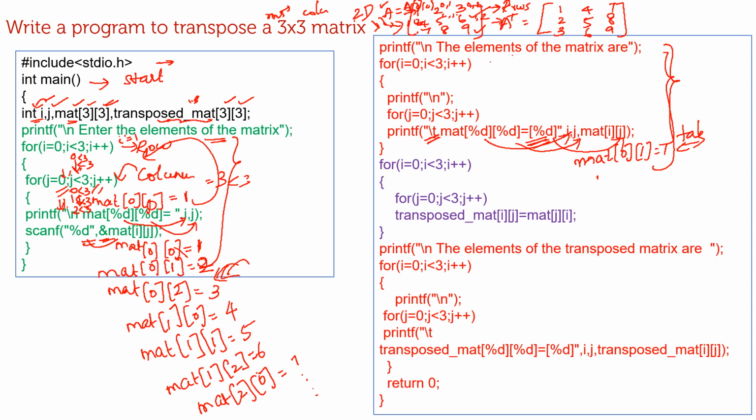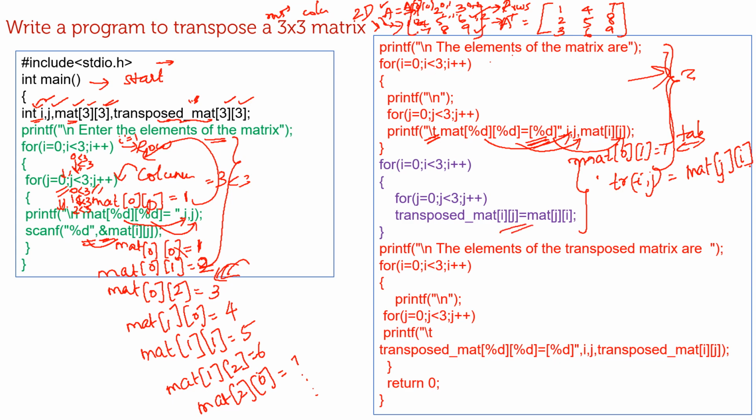The elements of the matrix are displayed. Now your elements will be displayed in the window. Now what you have to do? Now you have to do the transpose of a matrix. If you want to do the transpose of a matrix, you have to understand only one line, right? So what will be your transpose matrix? Transpose matrix[i][j] will be equal to, what is your original matrix? mat, just interchange your index, so it will become mat[j][i]. Okay, that is what is written here.